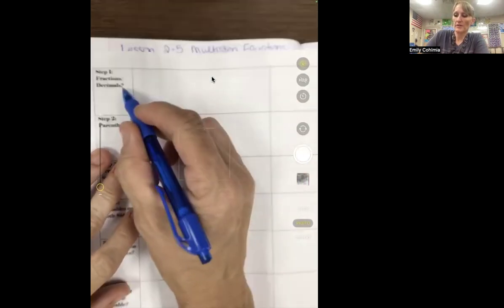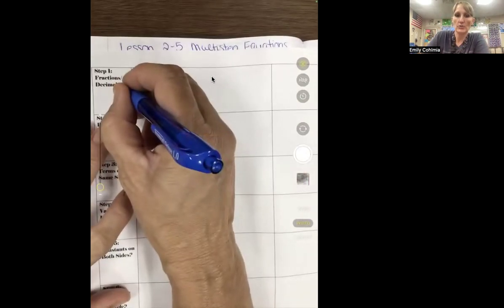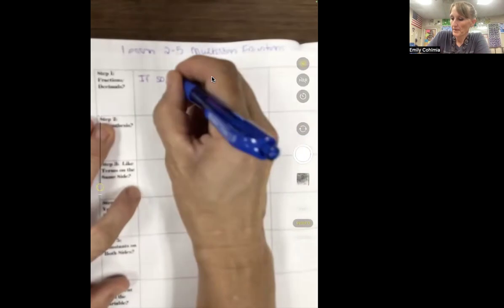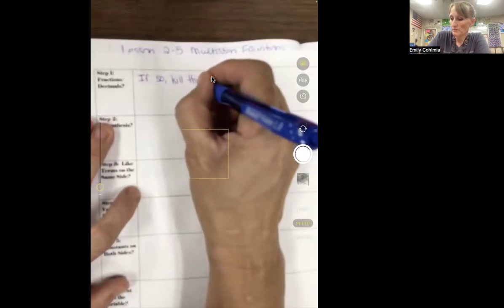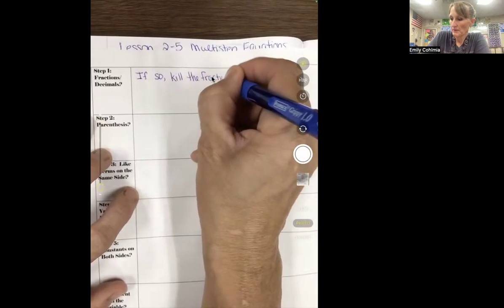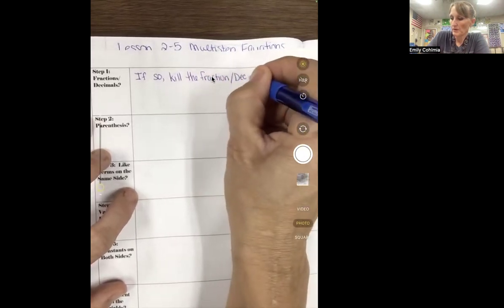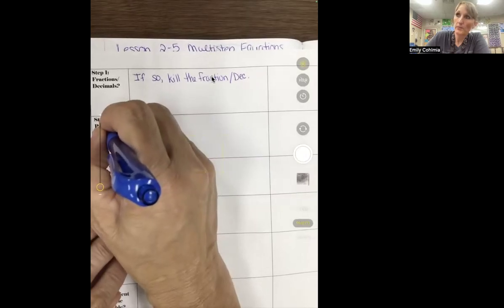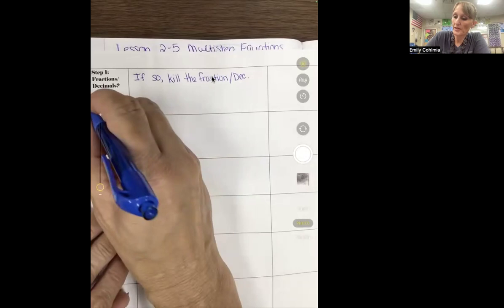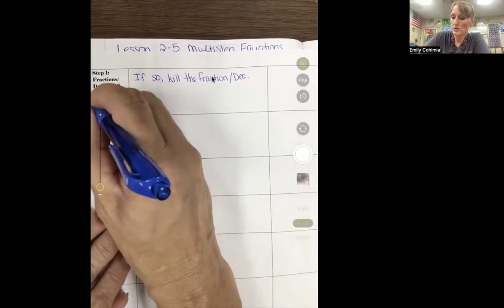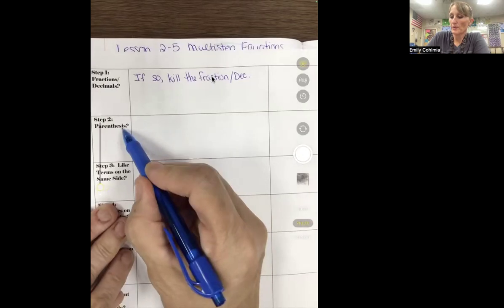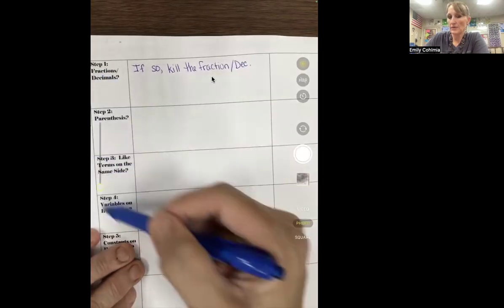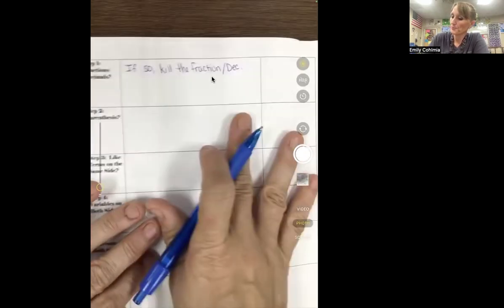Okay, so step one: do you have any fractions or decimals? If so, kill the fraction or decimal. I will tell you that if you have distributive property, these two should actually be flip-flopped, because if you have distributive property, you have to do it first. You can also kill the fraction at any time down here. It doesn't have to be the very first step.